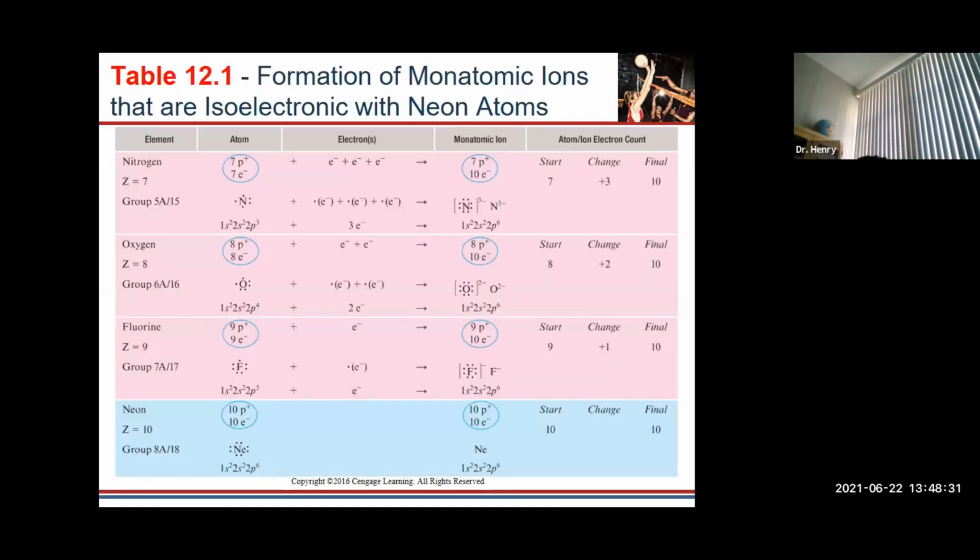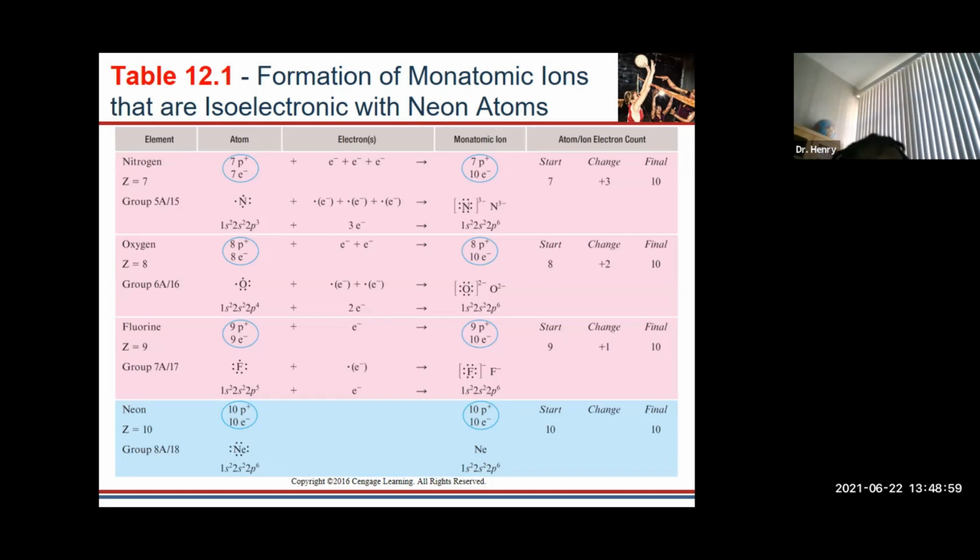This here is an example of what we call elements that are ions, monoatomic ions that are isoelectronic with neon. Isoelectronic basically means it has the same number of electrons that neon has. So in other words, these ions became like that noble gas. It reached that point that it wanted to reach, right?